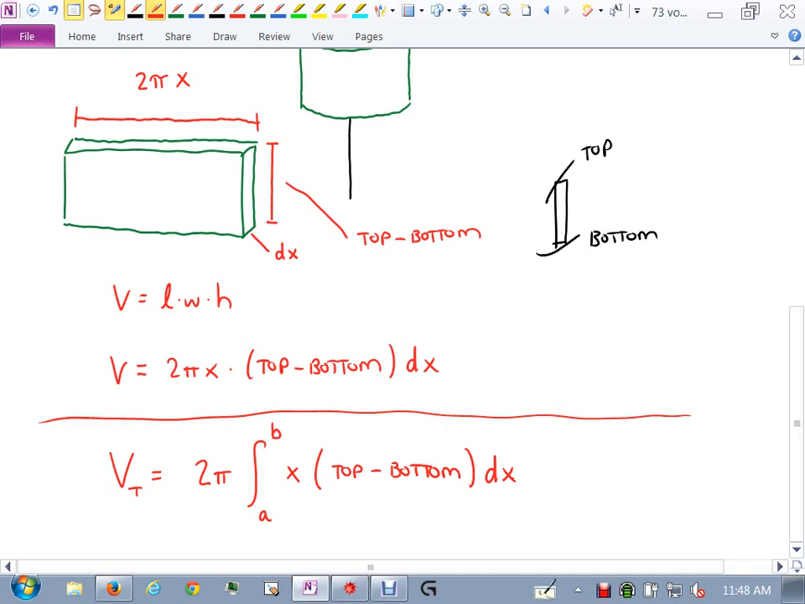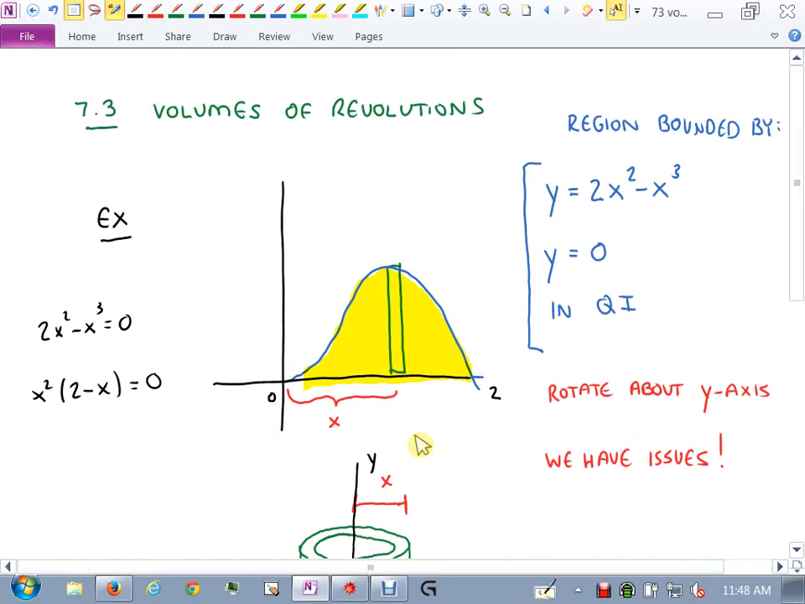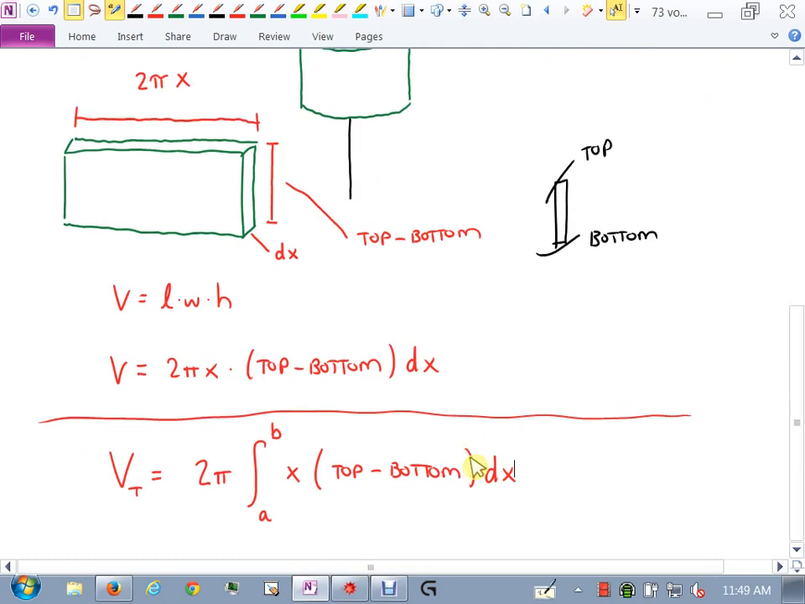Good question. Well, what is it that we're letting vary in this problem? What's changing? X. So a and b will be our restrictions on that variable, x. So it will go from 0 to 2. All right? What I'll do for this formula is go to the next page.